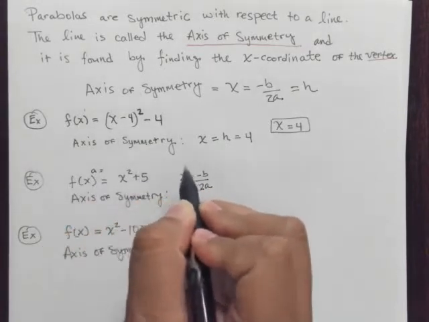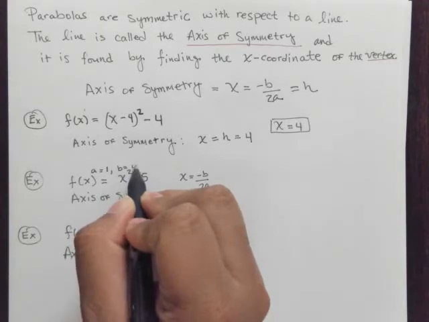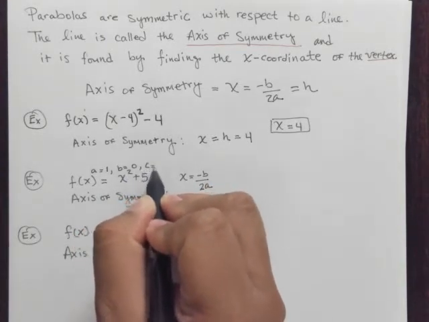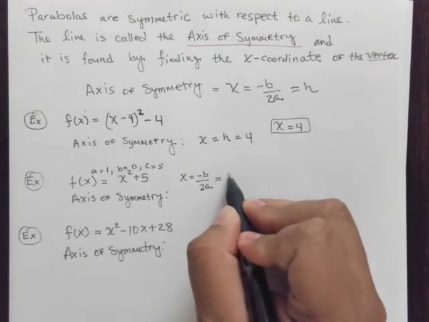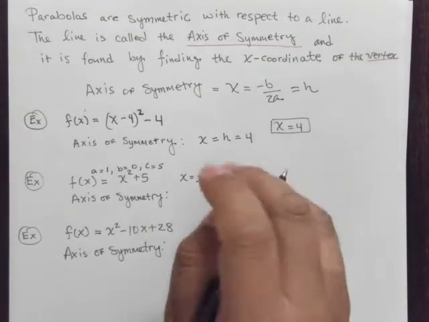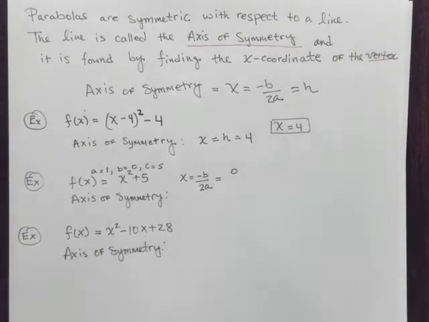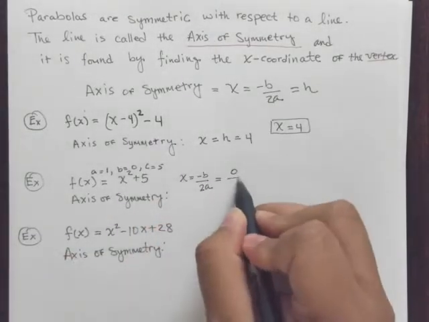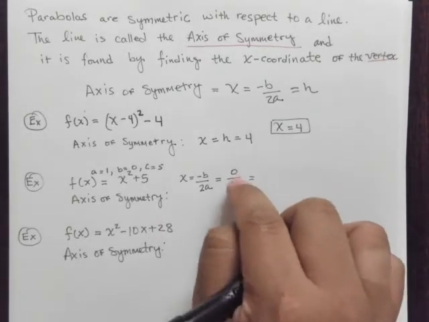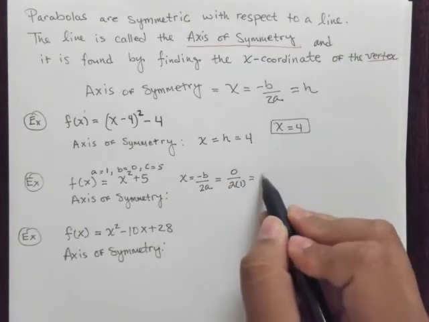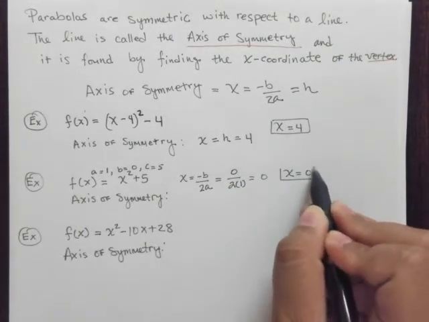So a is 1, b is 0, and c is 5, but we don't need c. So we're going to say opposite b. What is b? It's just 0. The opposite of 0 is still 0. Then we divide it by 2 times 1, which is 0 divided by 2, which is 0. So the axis of symmetry here is x equals 0.